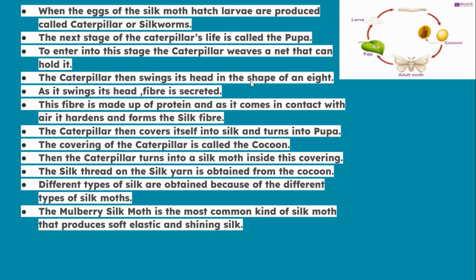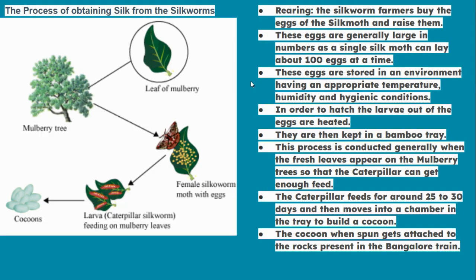Now the silk thread or silk yarn is obtained from the cocoon. Different types of silk are obtained because of the different types of silk moth. The mulberry silk moth is the most common kind of silk moth, producing soft, elastic, and shining silk. Now the process of obtaining silk from the silkworm. So rearing is the first process.